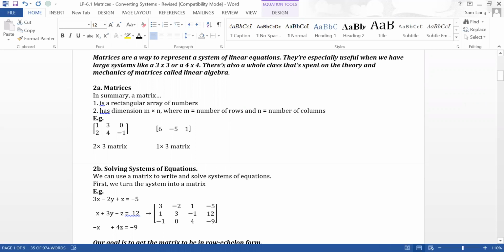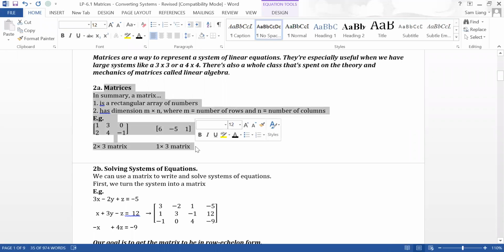There's also a whole class that you can take here at Bronx Science that's spent on the theory and mechanics of matrices called linear algebra. Okay. But in the meantime, I want you to copy this, the definition of a matrix. Can I get a volunteer to read this first part, please? All right, we'll go to Paramita.